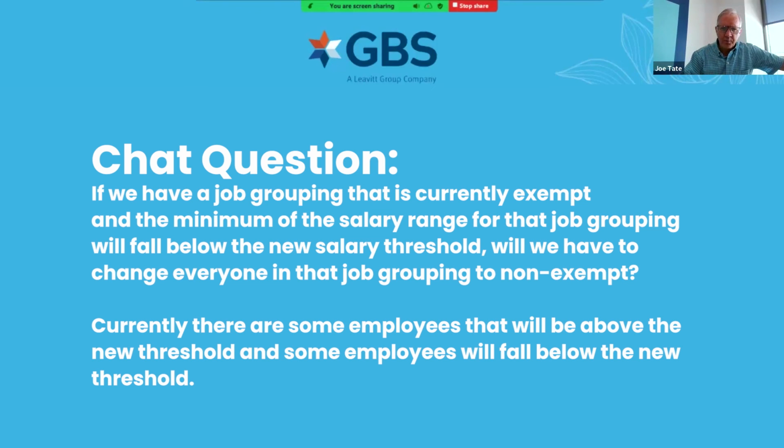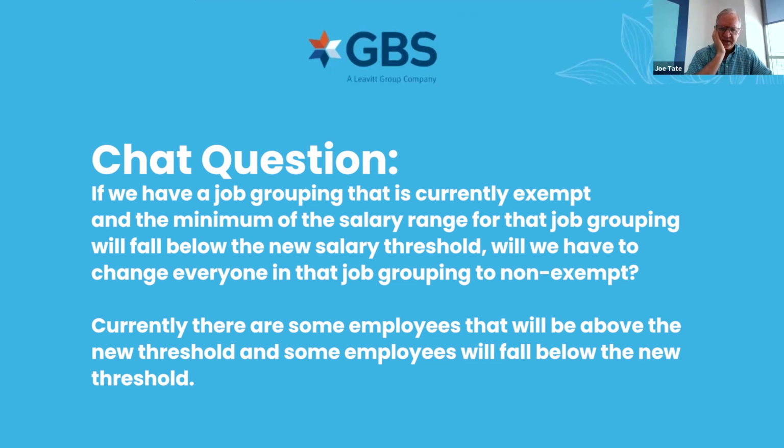If we have a job grouping that is currently exempt, and the minimum of the salary range for that job grouping will fall below the new salary threshold, will we have to change everybody in that job category? You could create kind of a new hybrid job category, one that would be an hourly position and one that would be an exempt position. But you're right, that salary threshold would have to be above the new federal threshold.